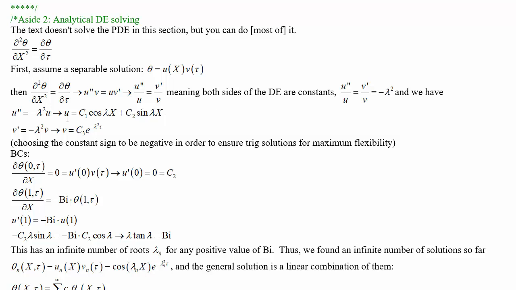So if we now apply the boundary conditions, del theta at 0, tau by del x equals 0, which is u prime at 0 times v at tau. If we want non-trivial solutions, we don't want to assume that this is 0 because v is 0 everywhere, so we'll just take u prime at 0 is 0, which, looking up at what our u solution was, tells you that c2 is equal to 0, so now you've got that u is just equal to c1 cos of lambda x.